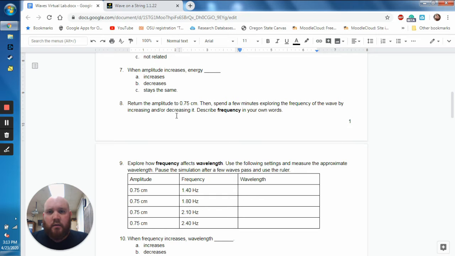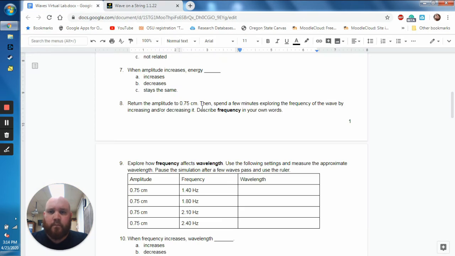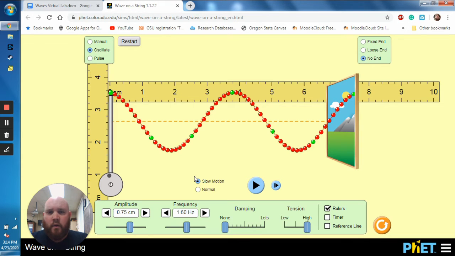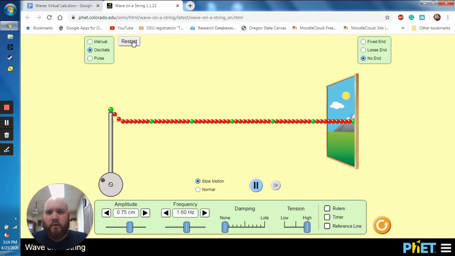So number 8 says return the amplitude to 0.75 centimeters. So let's do that. Go back down to 0.75. Then spend a few minutes exploring the frequency of the wave by increasing and or decreasing it. So we're going to take our ruler away so we can see, and we're going to mess with, let's restart. We're going to mess with the frequency.